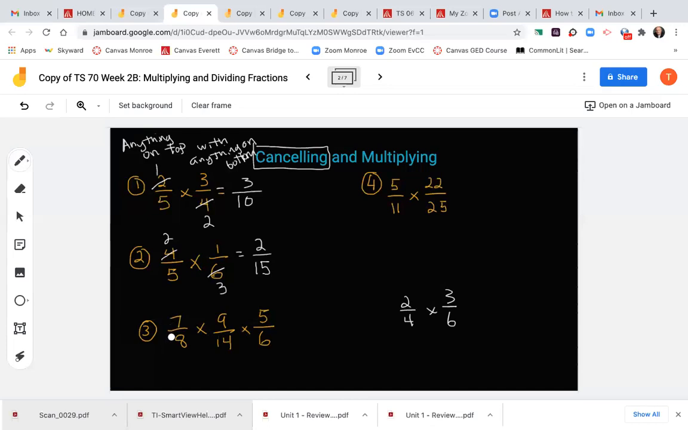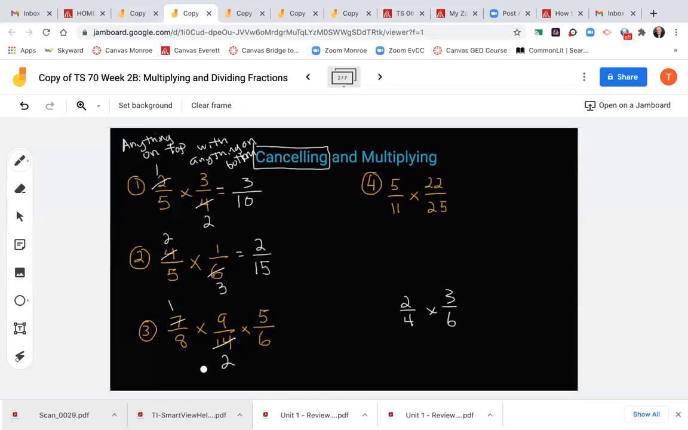So if you write down 7/8 times 9/14 times 5/6, okay, I don't want to have a big, huge number on top of another bigger, huger number and try to figure out how to reduce this. So my eyes look at any numbers on top with any numbers on bottom. And here's what I see first. 7 and 14 jumps out at my brain, okay? 7 cancels with itself once, and 7 goes into 14 twice.